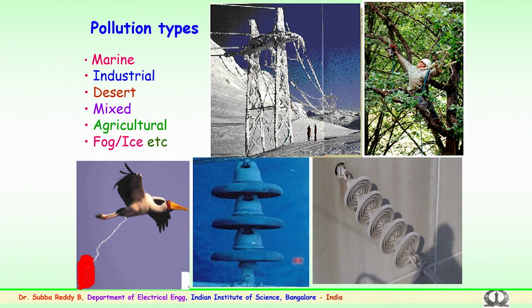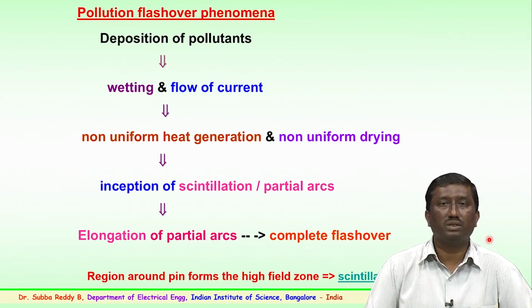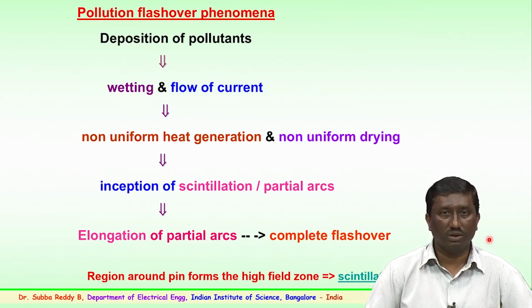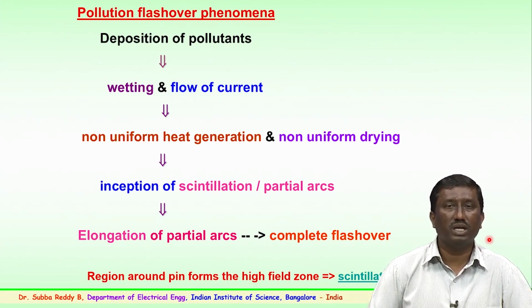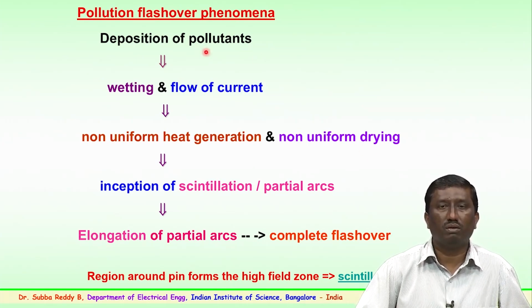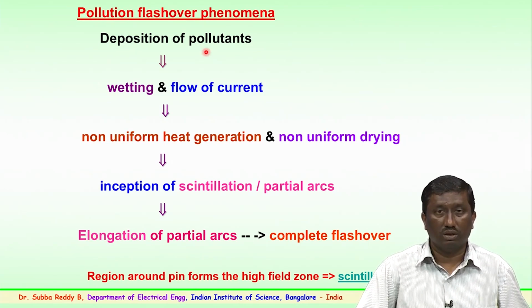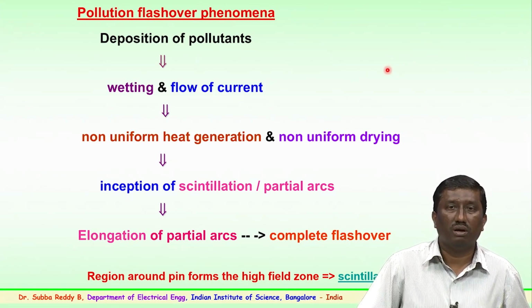Similarly, we have various types of pollutants in industry, where they get accumulated over a period of time and degrade the properties. How does this pollution flashover happen? The basic phenomenon, just to explain the physics briefly: initially, as mentioned, contaminants or pollutants deposit over a period of time on the insulator surface, depending upon the areas the transmission lines pass near.